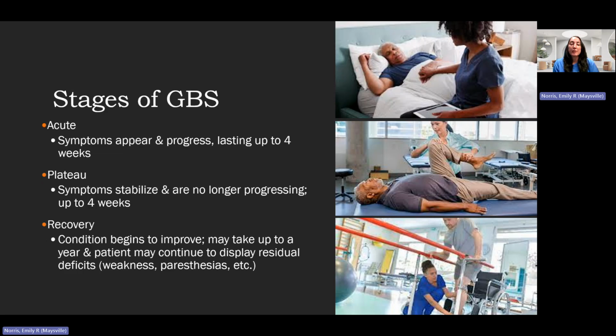And then the recovery period typically is when you're starting to regenerate and recover and improve. So it may take up to a year in some patients. Some may be left with residual deficits such as weakness or paresthesias, and some never fully recover. So some make a full recovery and others do not.